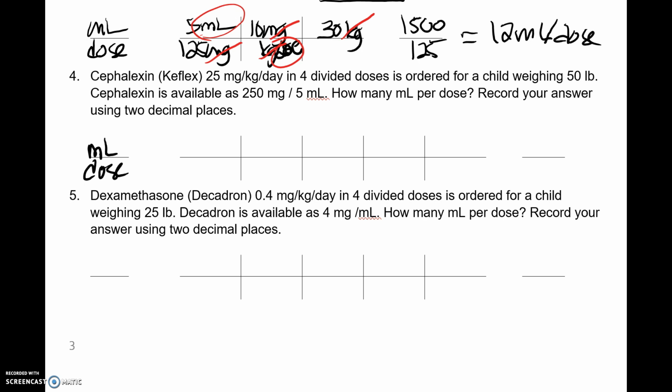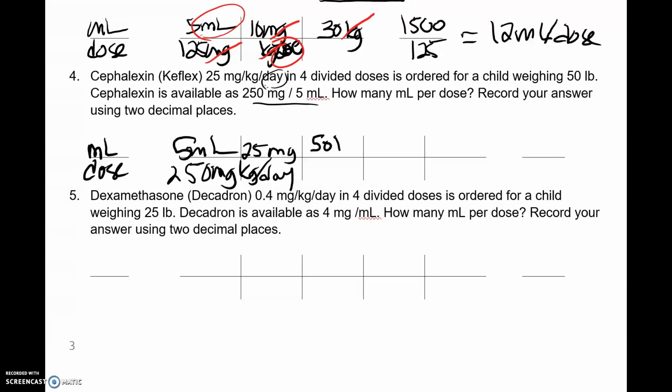Again, what do we know about mLs? We know that there are 5 of them, and they have 250 milligrams in them. The order that we're looking for is 25 milligrams per kilogram. Now it's important to put this per day with it, because I'll show you what happens, and it's a nice thing to catch your math that could be a problem in the future. The other piece of information is 50 pounds.